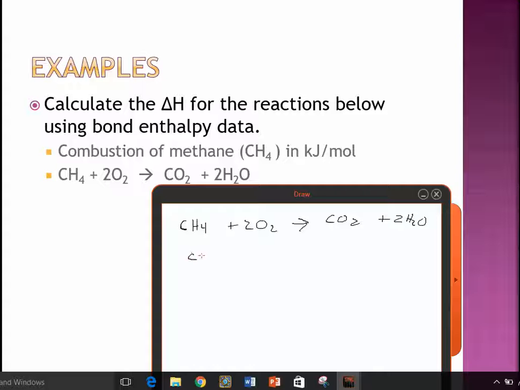But for the CH4, it ends up having the carbon in the center, and it looks like that. As far as the O2, when you actually draw it properly, you will see that O2 has a double bond.